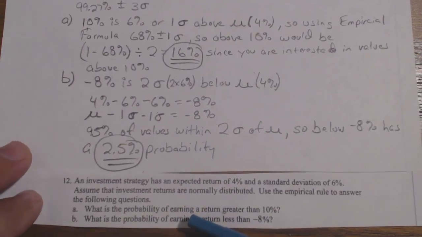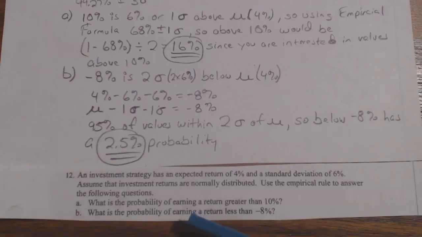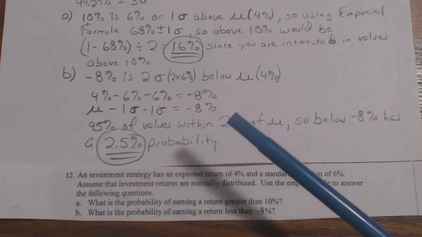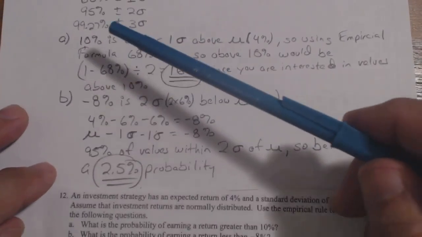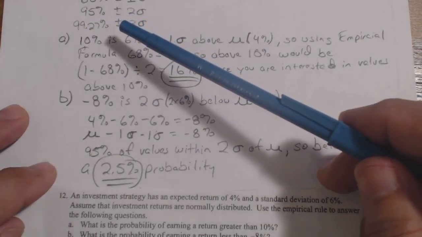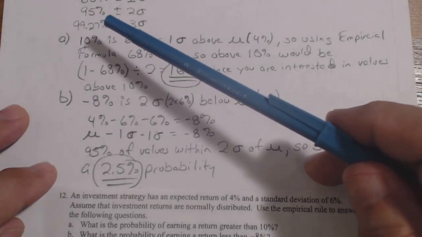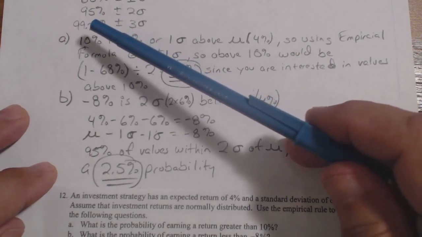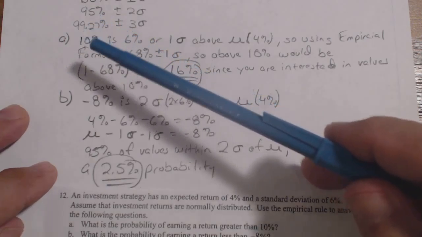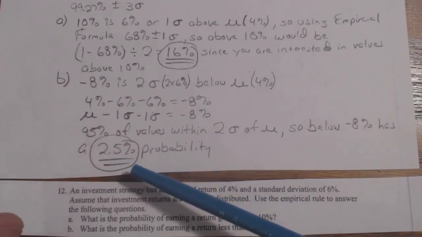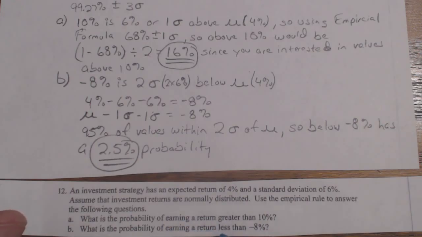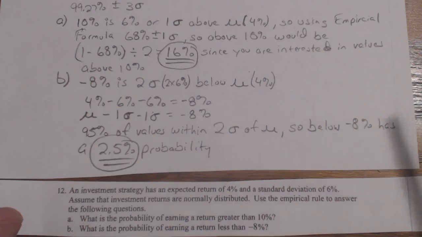Well, you know negative 8% is 2 standard deviations below mu, the expected return. So again, 2 standard deviations plus or minus is 95%. That includes above and below 2 standard deviations. You just want below. So of the 5% that's left, you only have half of that, which is a 2.5% probability of earning a return less than negative 8%. Okay, so that's problem number 12 on page 68.